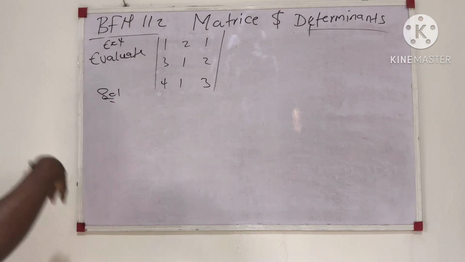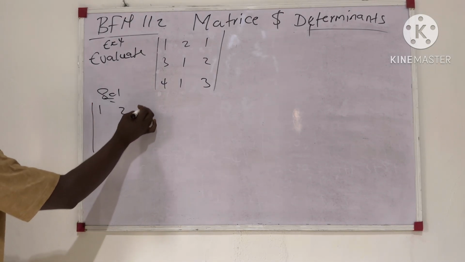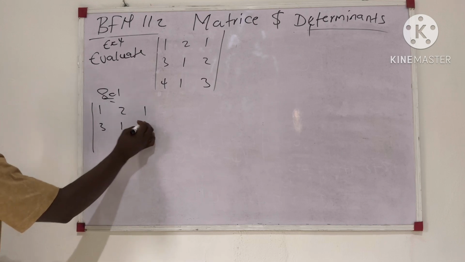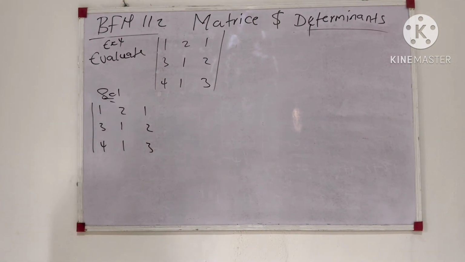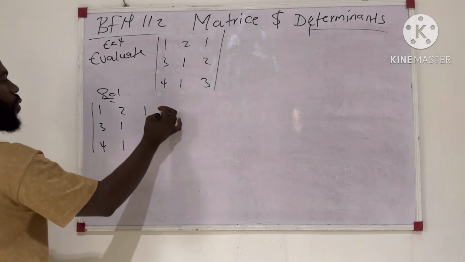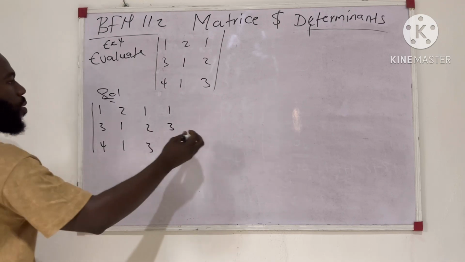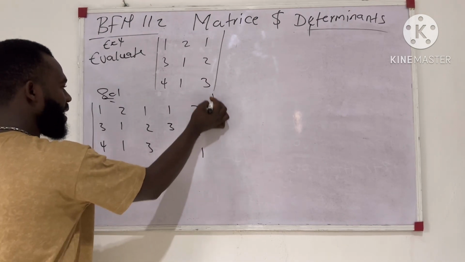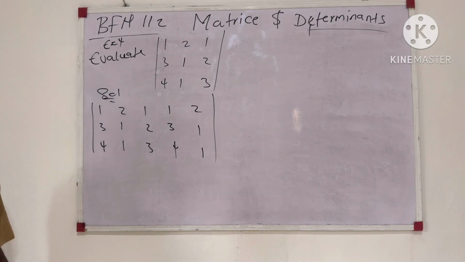Solution. Let's write the original ones. We have 1, 2, 1, 3, 1, 2, 4, 1, 3. This is the original element. So what did I say we'll do? The first column is 1, 3, 4. Write it again. The second column is 2, 1, 1. And then you close. Only the first two. Don't repeat the third. Watch.